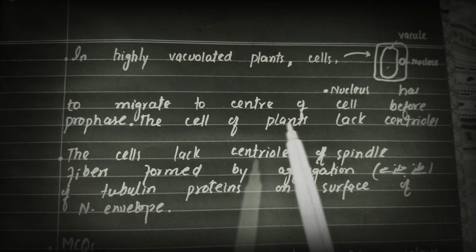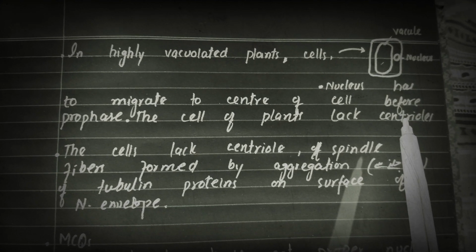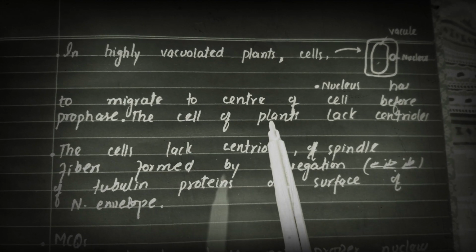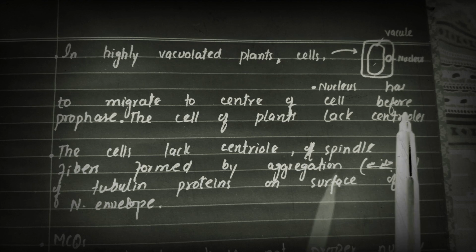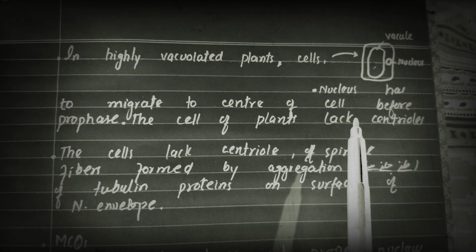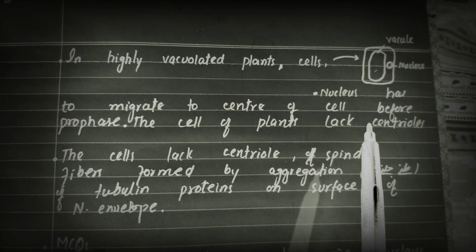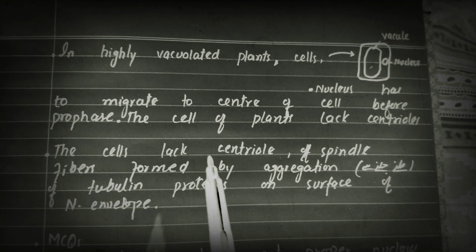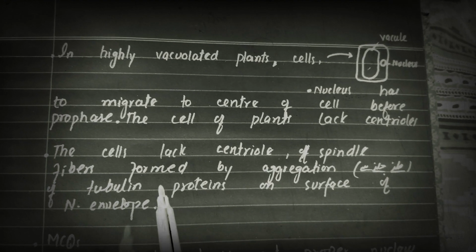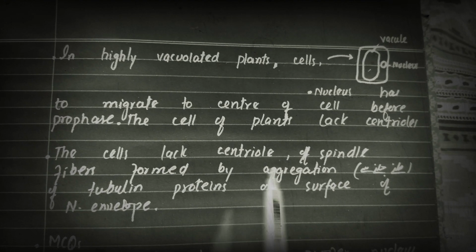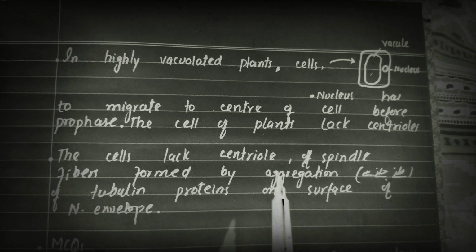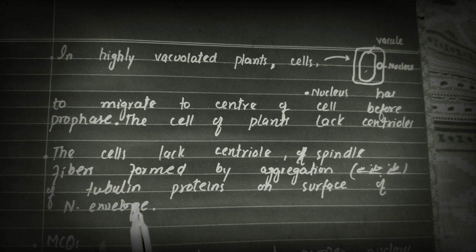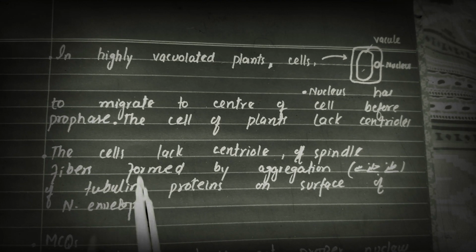Okay, the cell of the plant lacks centriole. The second point is the cell of plants lacks centriole. You know, centriole forms centrosome, and centrosome forms spindle fibers, but the plant cell lacks centriole. Spindle fibers form by aggregation of tubulin protein on the surface of the nuclear envelope. Nuclear envelope means the envelope-like structure around the nucleus.